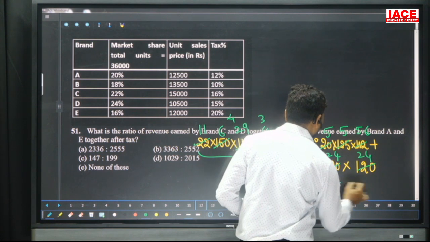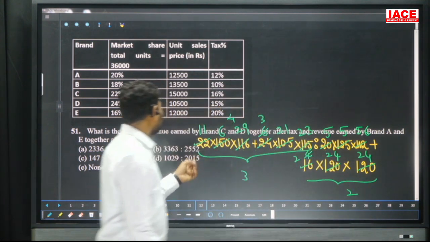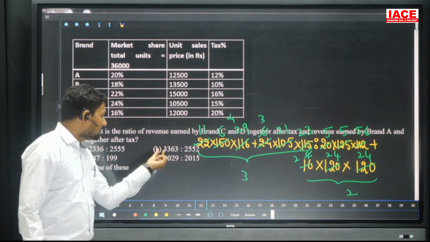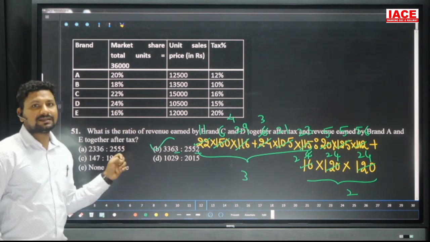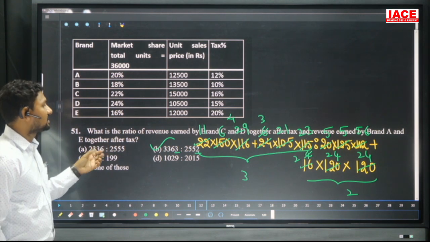Here the simplification of last digit is 2. Here the option which is contained: first number last digit is 3, and here the last digit is 2. Which option is contained? B option is contained. Then for this question our answer is B.